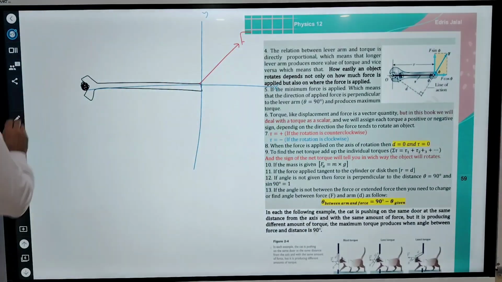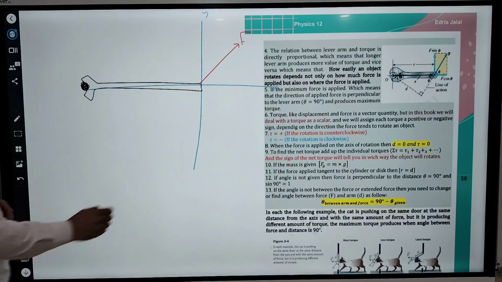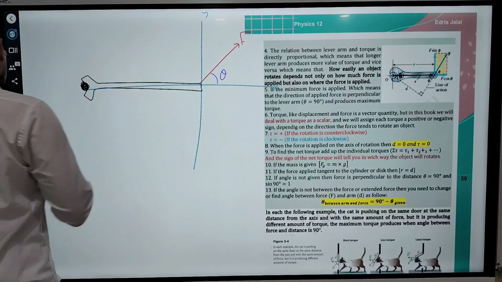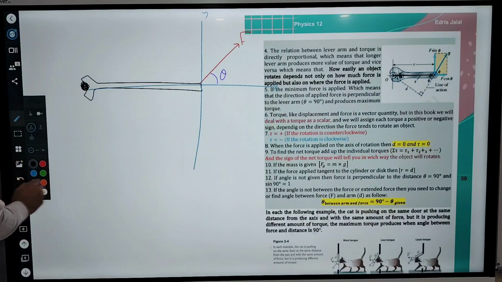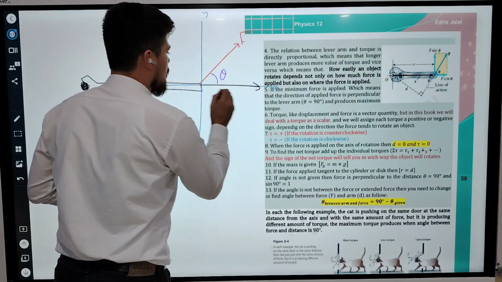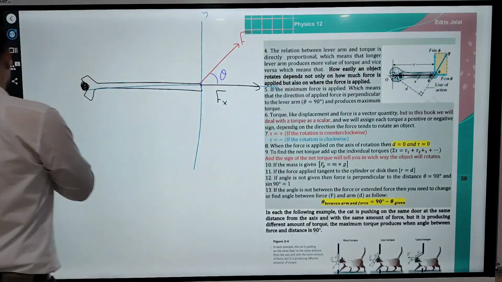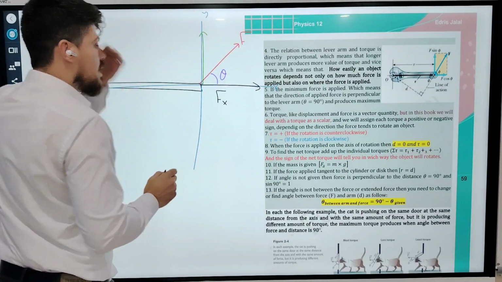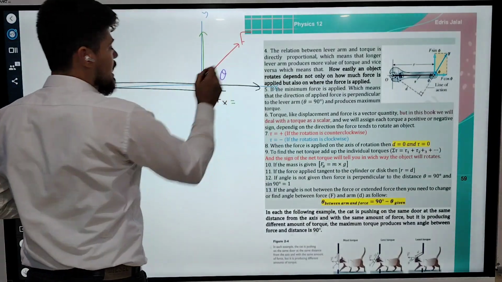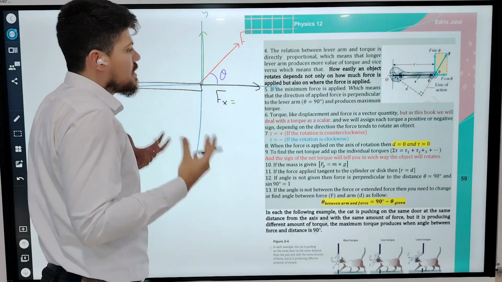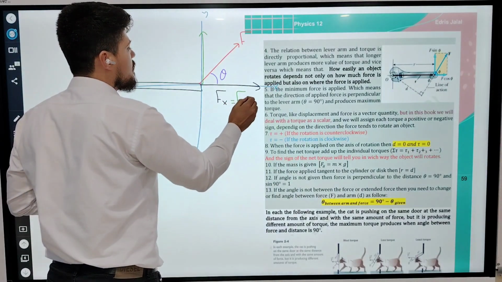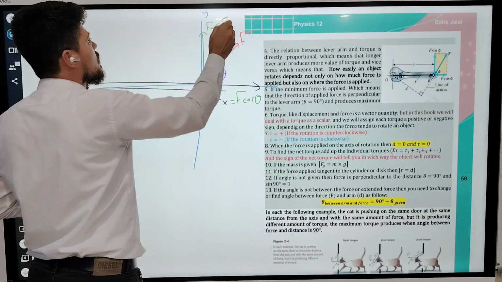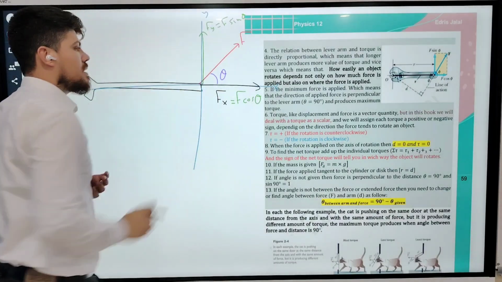Okay, in that case, because of the angle with the x-axis, for example, this is the angle, this force can be resolved into two components, Fx located here and Fy located here. So in that case, because the angle is with the x-axis, according to the Pythagorean theorem, Fx is equal to F cosine theta, and Fy is equal to F sine theta.